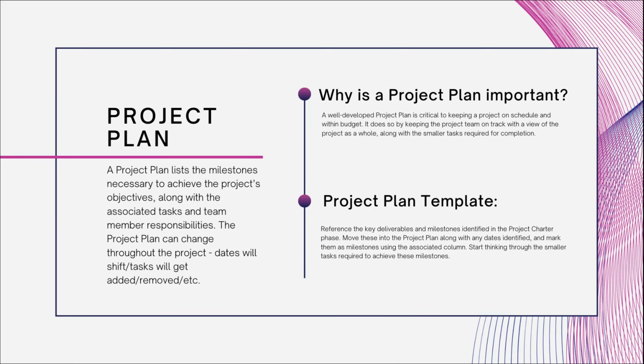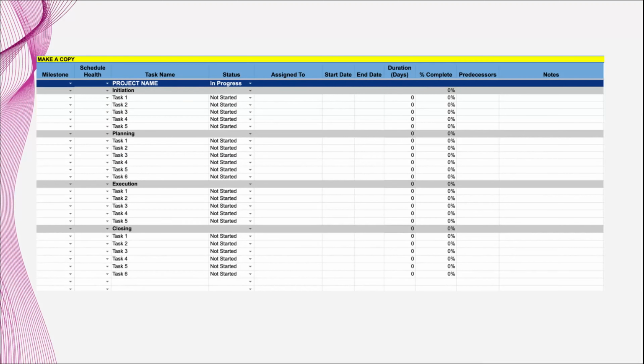And then you start contacting the different stakeholders who have more insight into it. So you start thinking through the smaller tasks required to achieve these milestones. All of that should be on the project plan. So this is what a project timeline or a project schedule or project plan should look like.